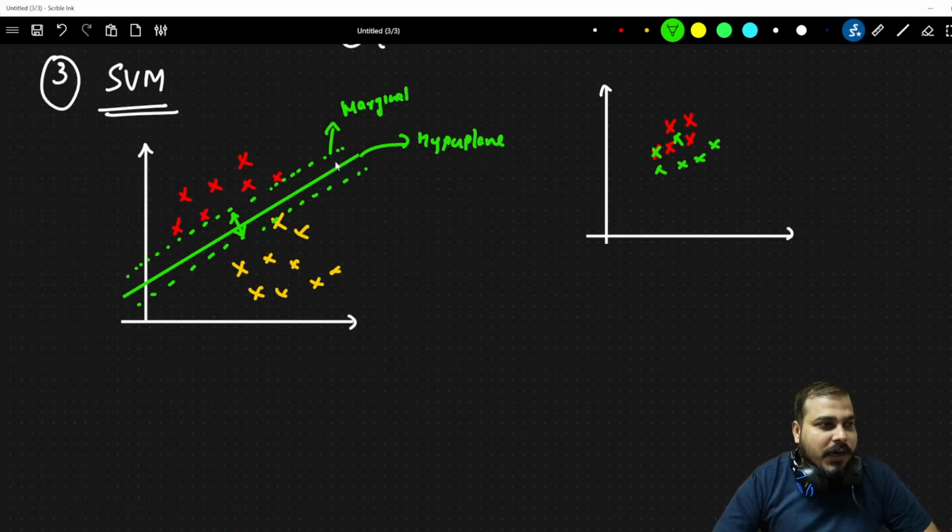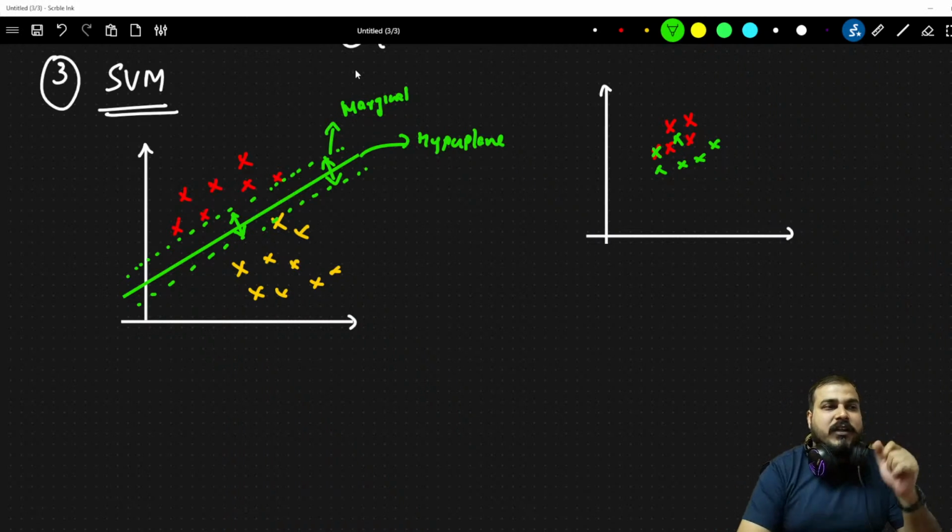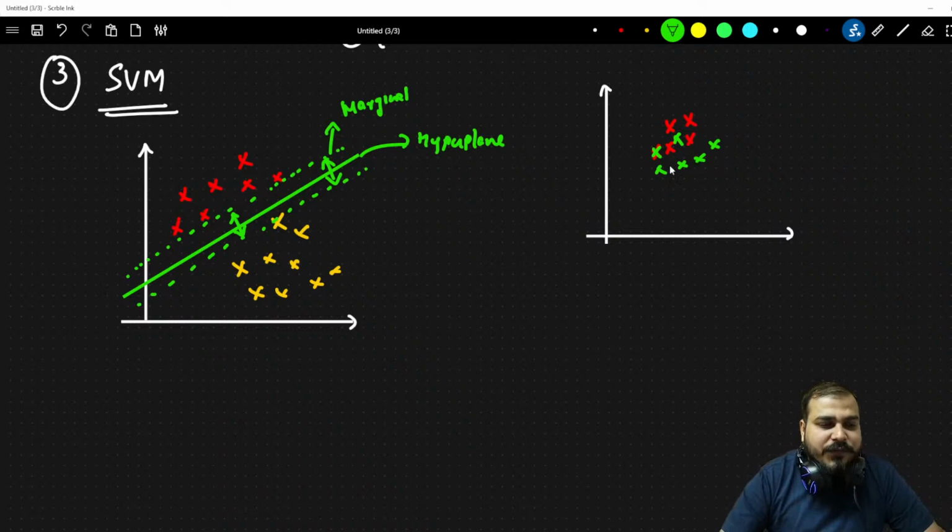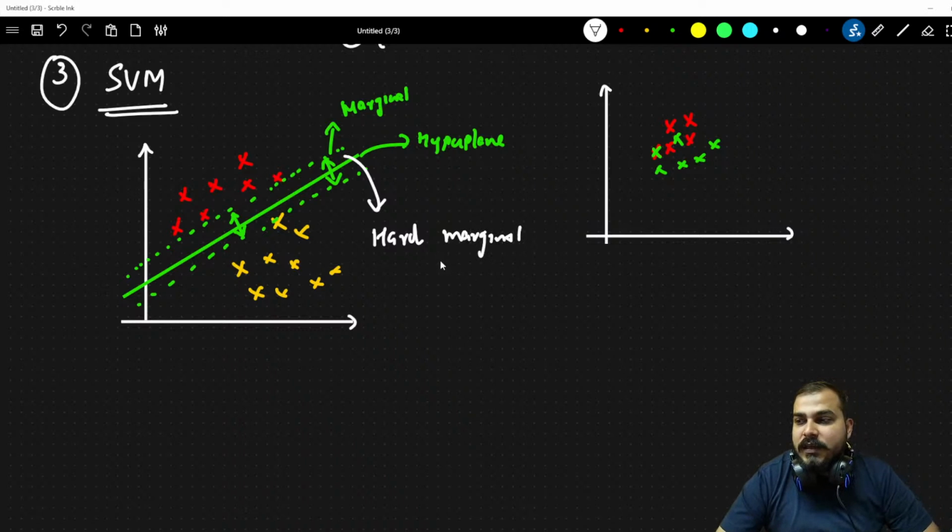Now, this specific marginal plane should be maximum, because we can create any type of best fit line and use this marginal plane. Now, if we have this overlapping, what do we call this kind of plane? This kind of plane is basically called a hard marginal plane.